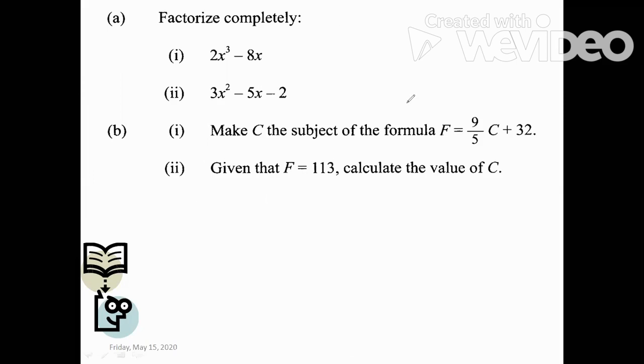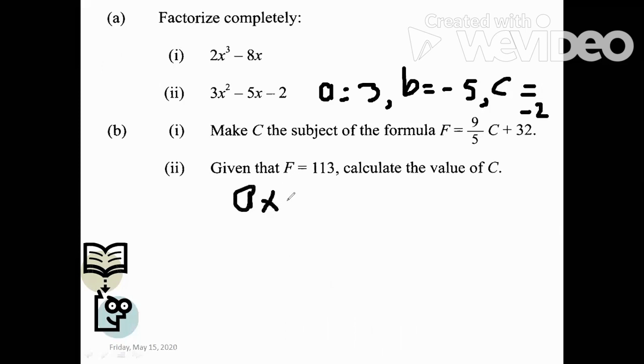All right, let's look at the second part. And just by looking at that, that is clearly a quadratic. All right, so we have a is equal to 3, b is equal to negative 5, and c is equal to negative 2. And remember, we're going to multiply a times c. Now, a times c in this question is going to be 3 multiplied by negative 2, which is negative 6.